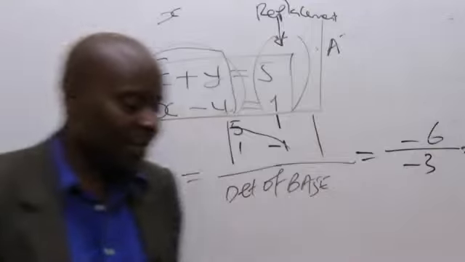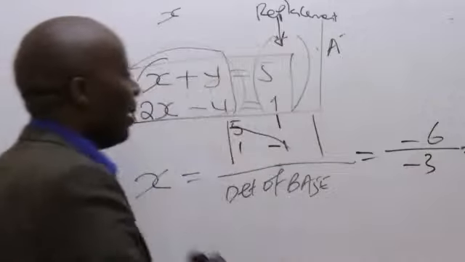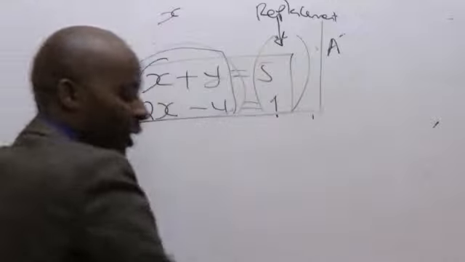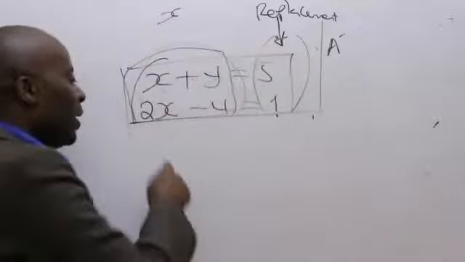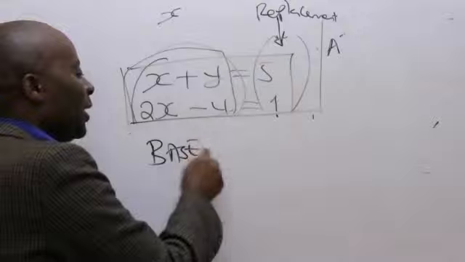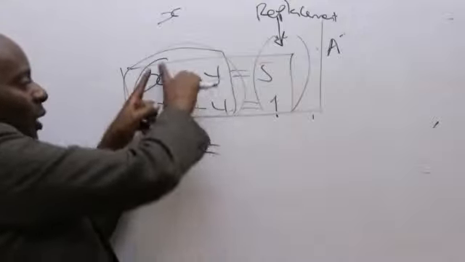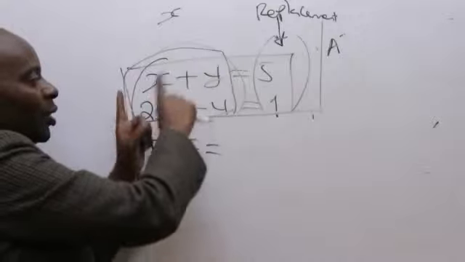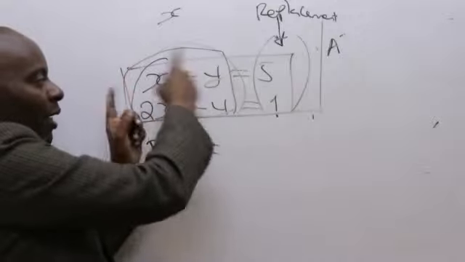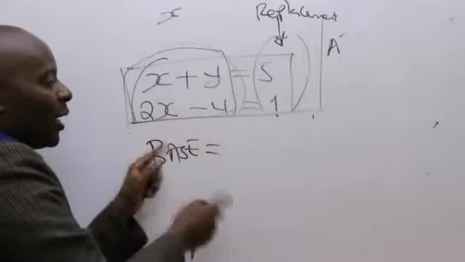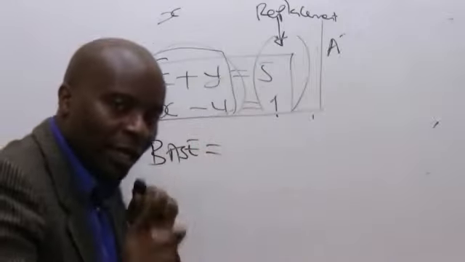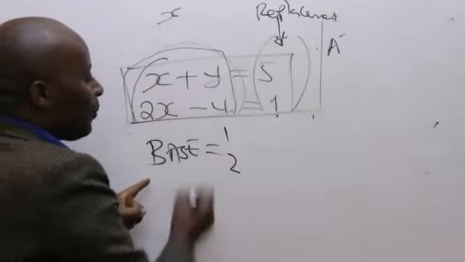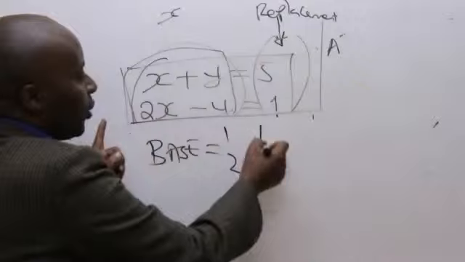Determinant of the base matrix. Remember, when we began this thing, we started by defining the base matrix. And the base matrix, we said, is constituted by what here? The coefficients of the unknowns. Here, the coefficients of x and y, those numbers that come before x and y. So like now here, I can see the first column is 1, 2. And then I can see the second column is 1 and minus 1.